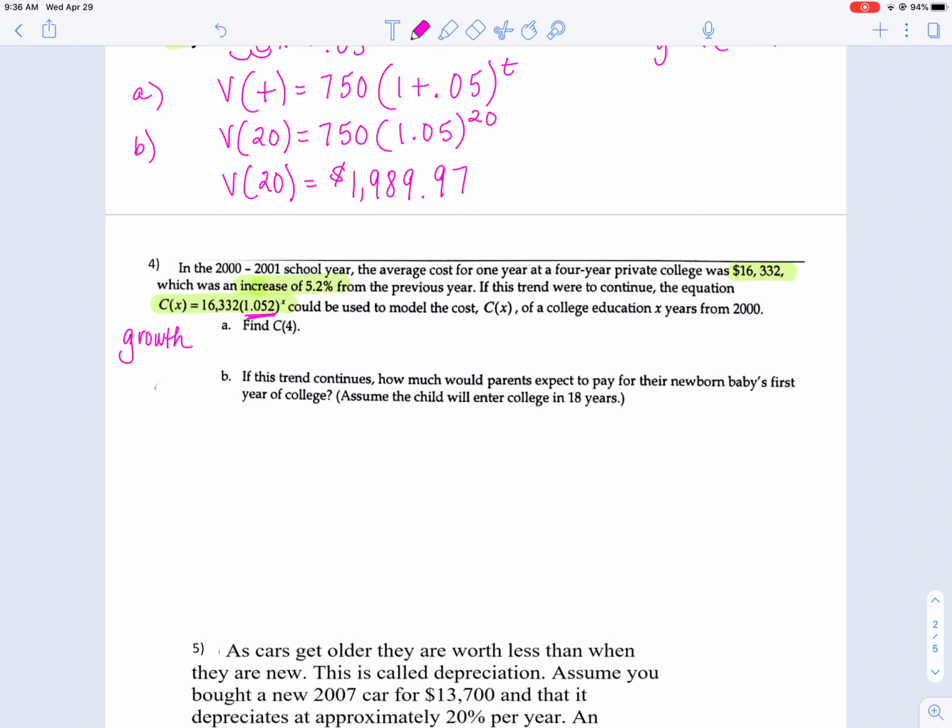Now, where did 1.052 come from? We took the 5.2% and we converted it 2 to the left, 0.052. Any percent between 1 and 9 is going to have like a 0.01, 0.09, 0.05. So here's 0.052. So now all they want you to do is find how much it would be worth after 4 years, C of 4. So C of 4 would look like this. 16,332 times 1.052 to the 4th power.